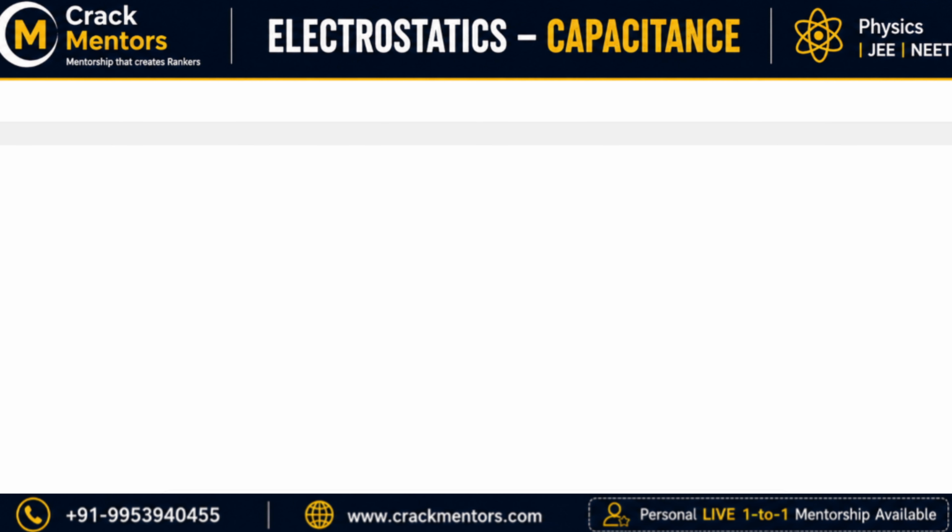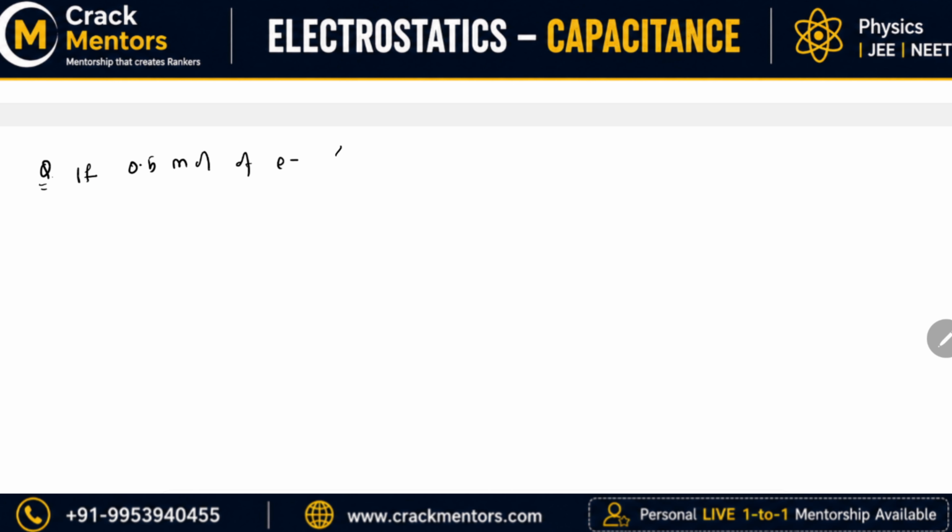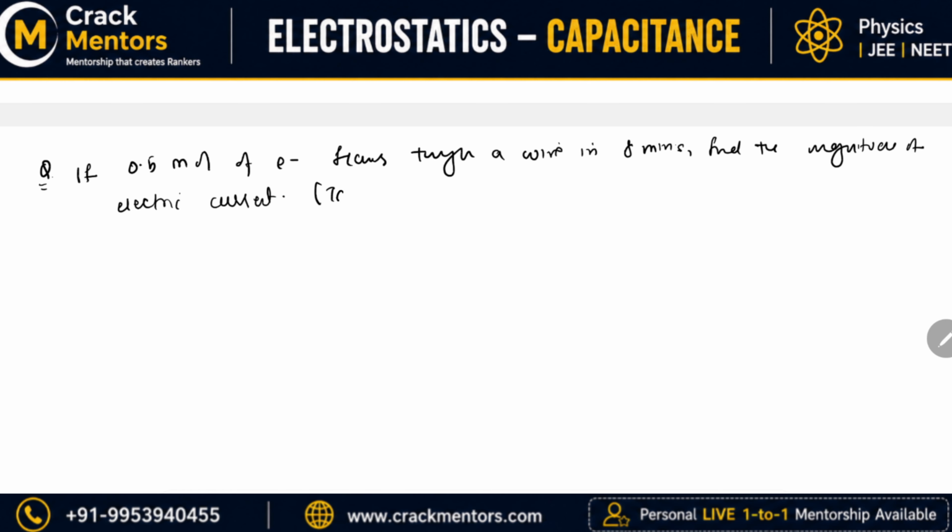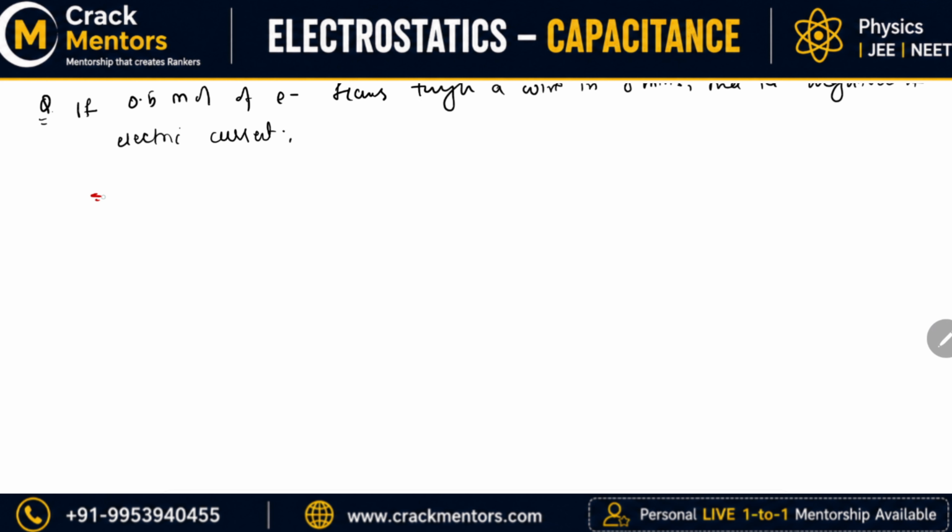So with this, let us begin a question and check whether you have understood this or not. Simple question: 0.5 mole of electron flows through a wire in 8 minutes. Find the magnitude of the electric current. Repeating the question, half a mole of electron is flowing through a wire in 8 minutes. Then what is the magnitude of the current? Well, just try this.